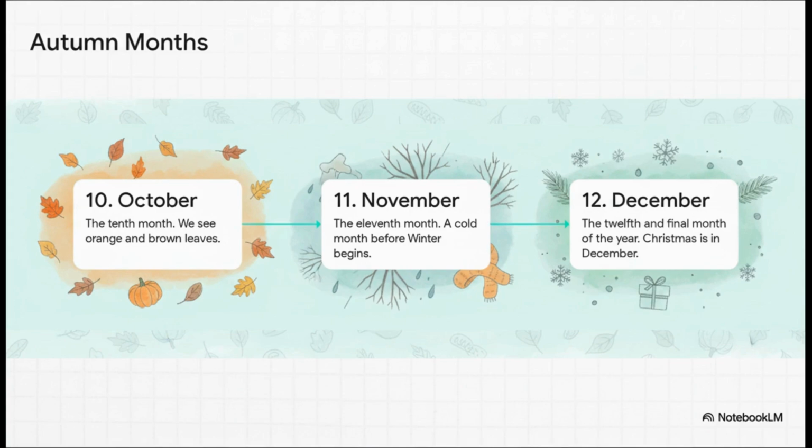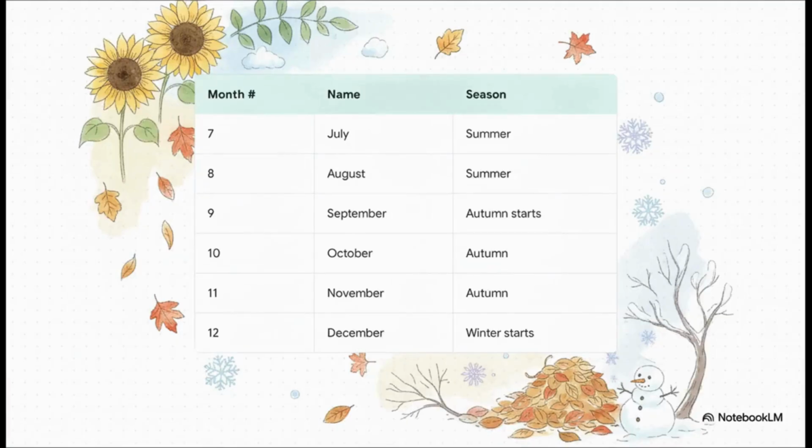Then comes November, which gets a bit colder because winter is just around the corner. Repeat, November. And finally, number 12, the very last month of the year is December. Say it loud, December. Incredible work. Let's review this final group together. You ready? July, August, September, October, November, December. Perfect. Okay, last question. Which month is number 12? The very last one. December.